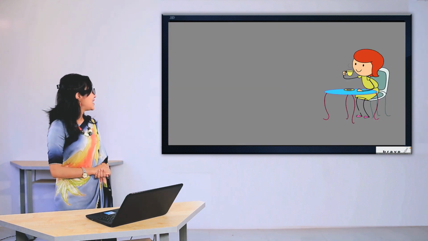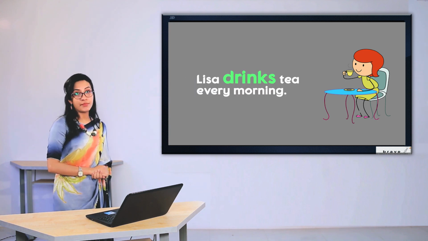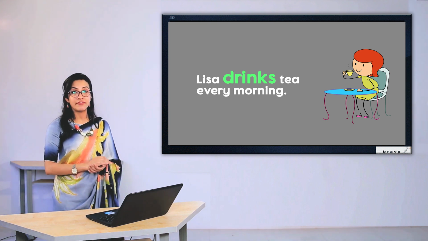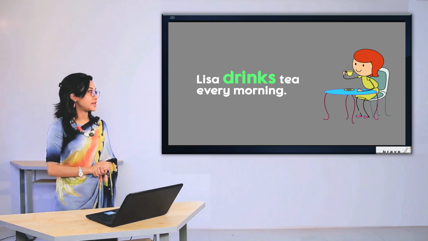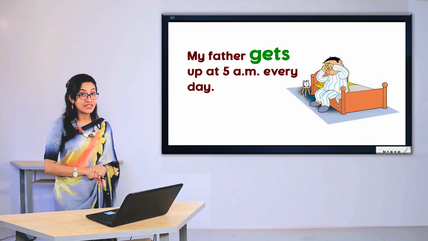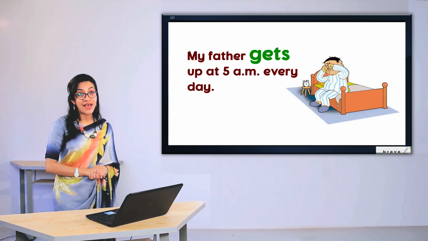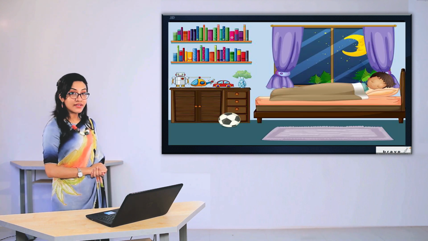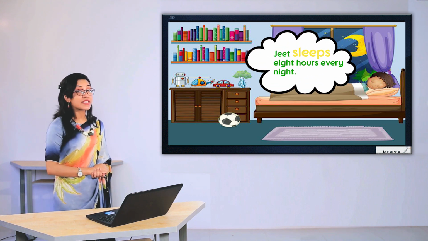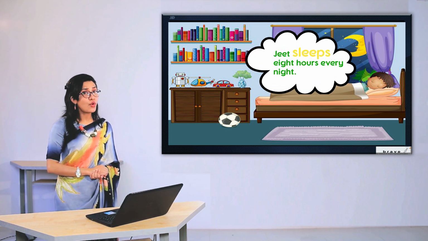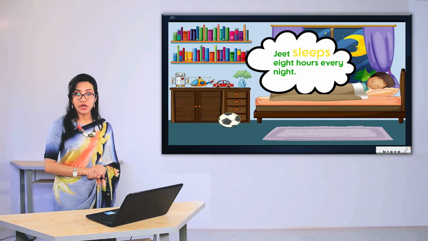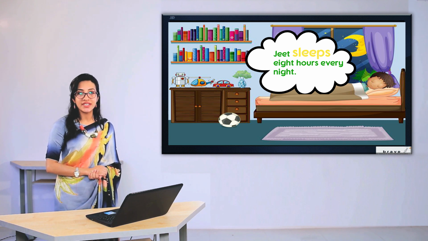Let's see the examples. Lisa drinks tea every morning. So here we are referring to a usual event of Lisa that she does every day. My father gets up at 5 a.m. every day. That means it's my father's habit to get up at 5 a.m. On the other hand, in the last example, we can see that Jeet sleeps 8 hours every night. So I hope you have understood that when we talk about repeated action or a habit, we usually use present simple tense.